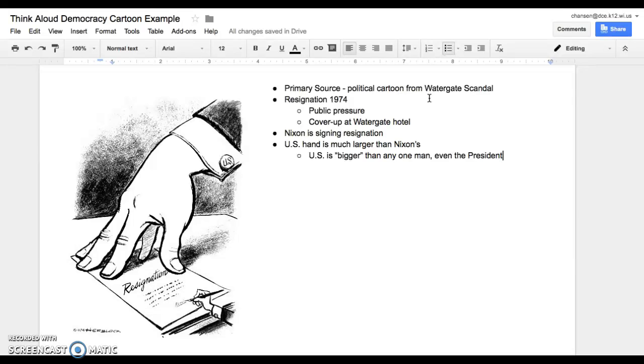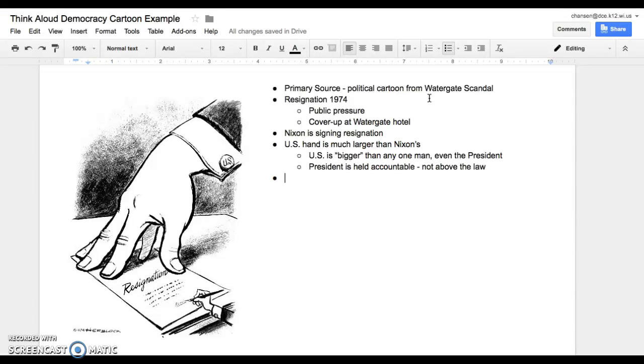And it also represents the fact that the United States has power, even over the president, especially in the situation where we have voting and public opinion, and the fact that the president must answer to the American people. The president is not above the law and needs to be held accountable if he breaks the law.